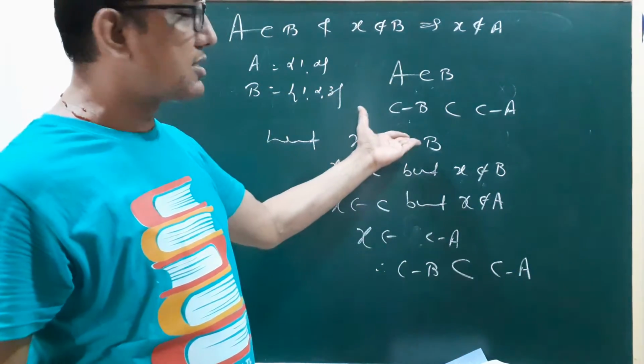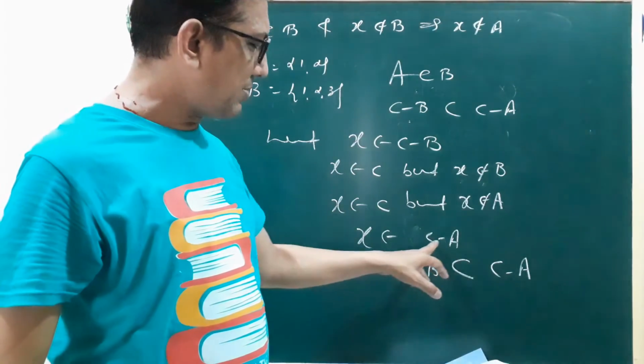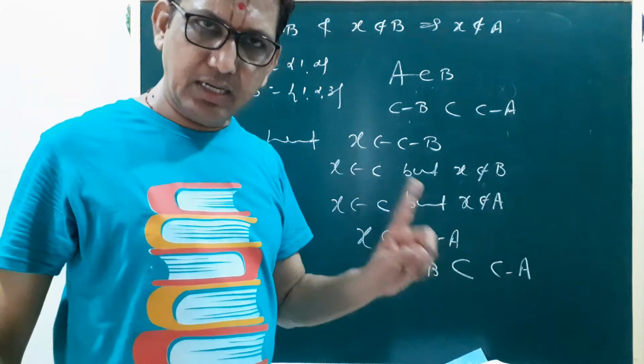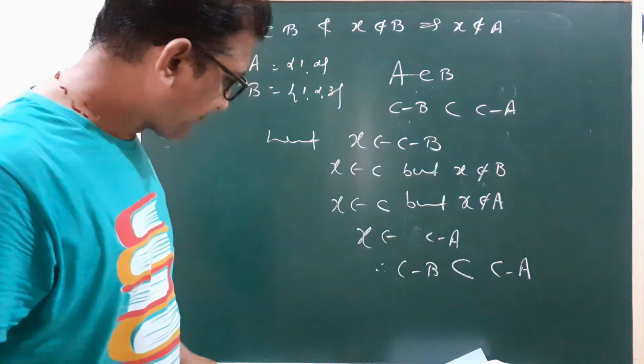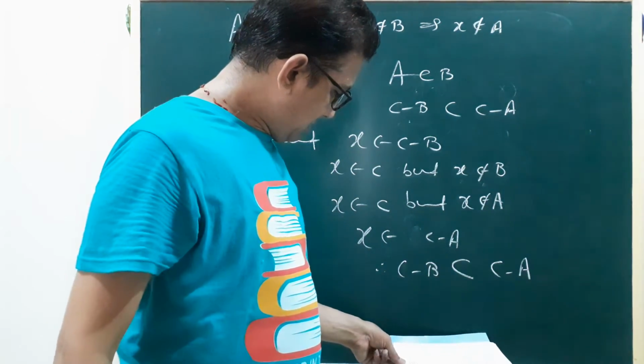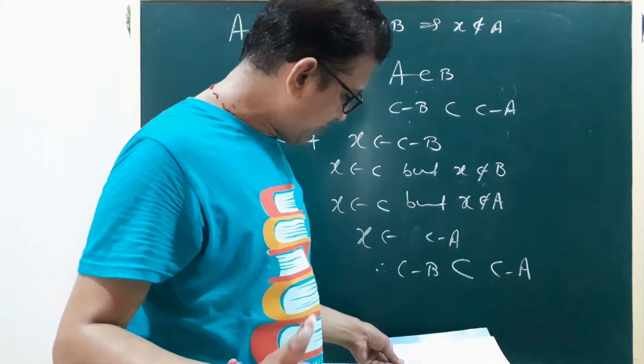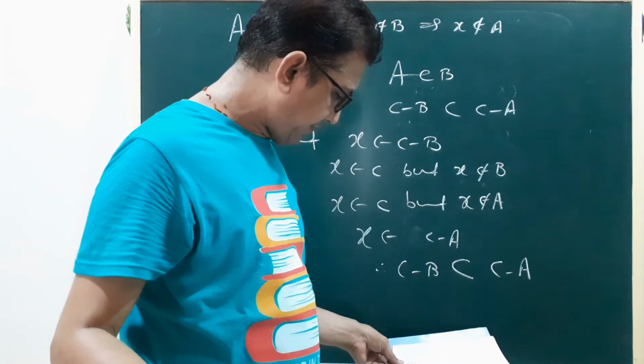If we take C minus A first and prove C minus B, then we write C minus A is a subset of C minus B. Clear? Okay. Now question 3 complete, 4 complete, 5th complete. Now the 6th question. 7 is already completed.